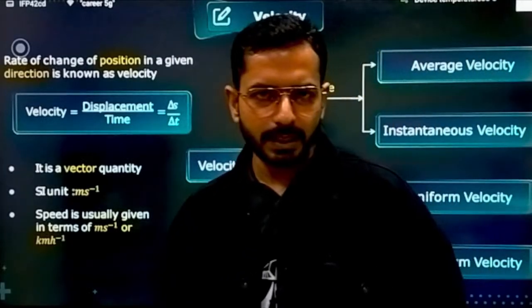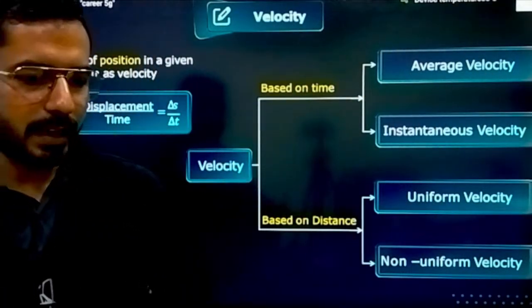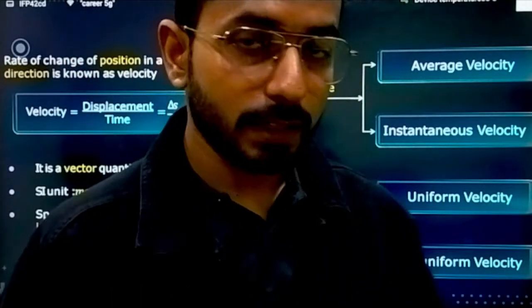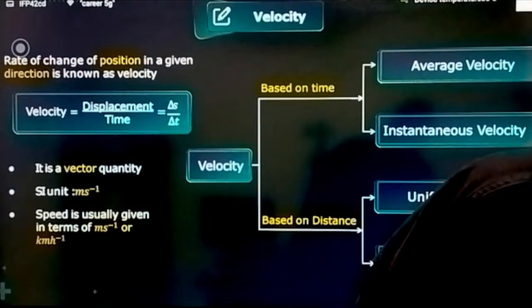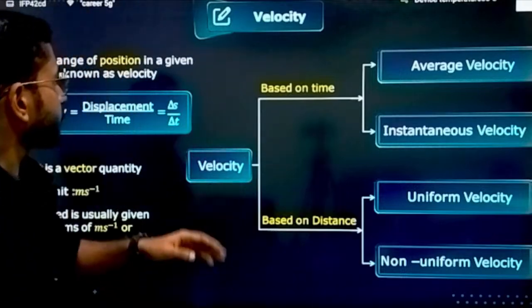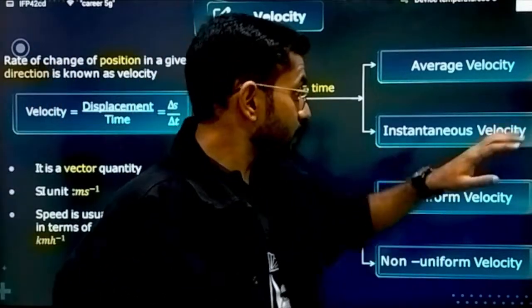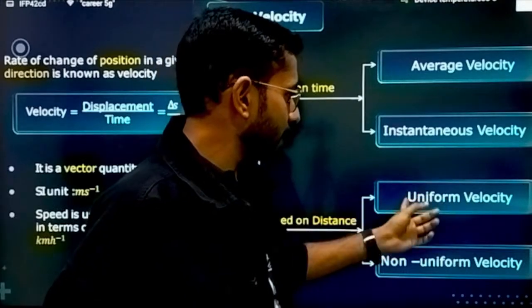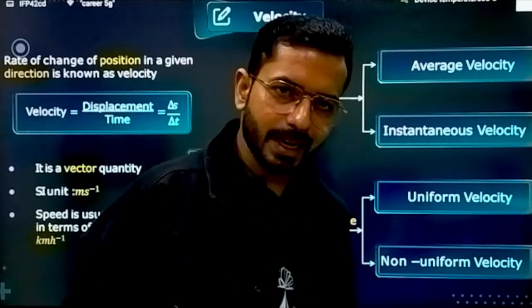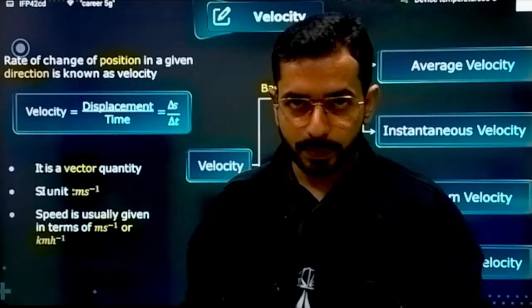Clear? Easy. Now come to velocity. Whatever we have discussed for speed, the same thing will be coming for velocity as well. Just wait a minute. See, now based on time and based on distance, again it will have different types: average velocity, instantaneous velocity, uniform velocity and non-uniform velocity. Again it will have the same kind of definition. I'm not going to enter into that. Only one change will be coming.